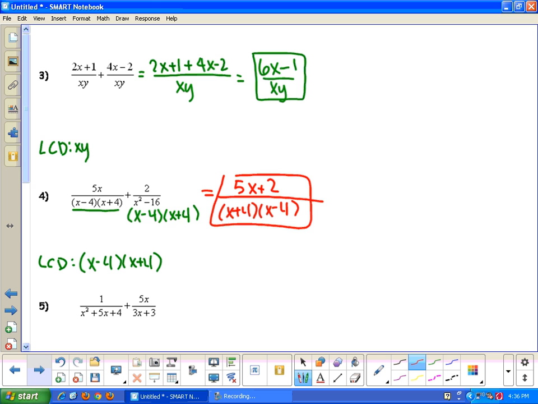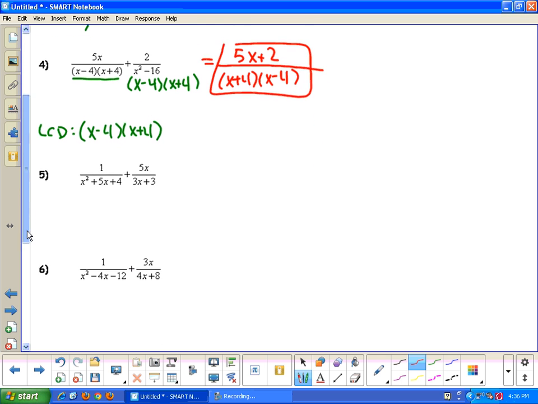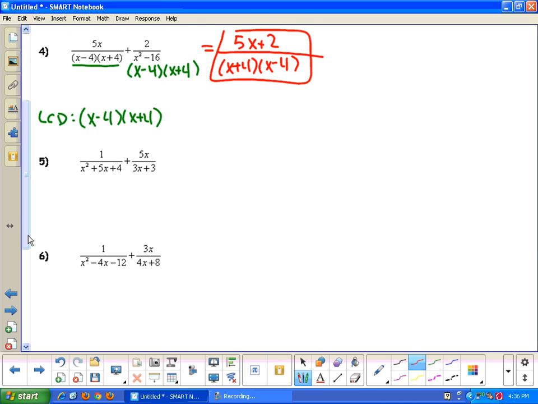Now let's look at number 5. This one's going to be a little bit harder. For number 5, I would do the same thing. First, I would want to factor the x squared plus 5x plus 4. So I want factors of 4 that add up to 5. So 4 and 1. So this is going to be x plus 4 times x plus 1. And then for the next one, I can factor this fraction into 3 times x plus 1.